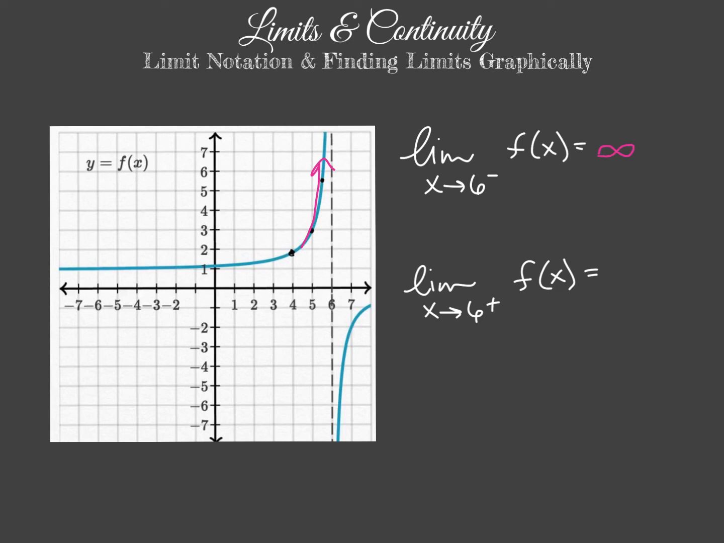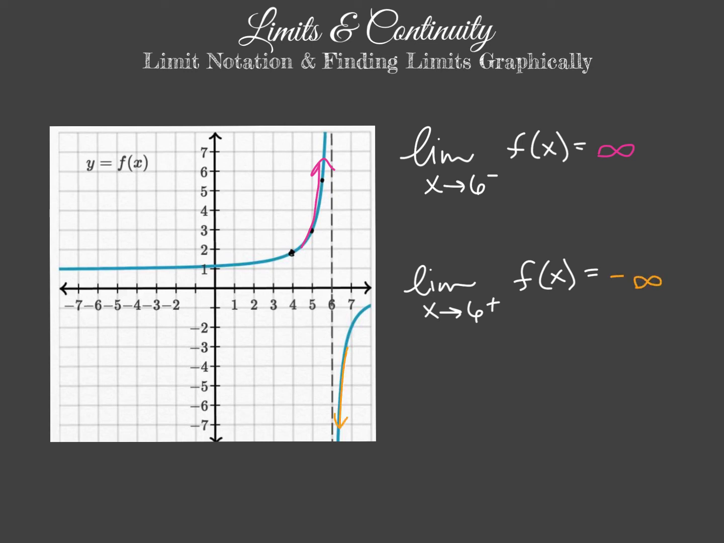For positive numbers, we know we don't need the little plus in front, but you can put it there if you want. Then as we approach 6 from the right, coming from the right of 6, x values greater than 6, look at where our y values are going. So when x is 6.01, 6.001, 6.0001, we can see that our y values are going down, down, down towards, you guessed it, negative infinity.